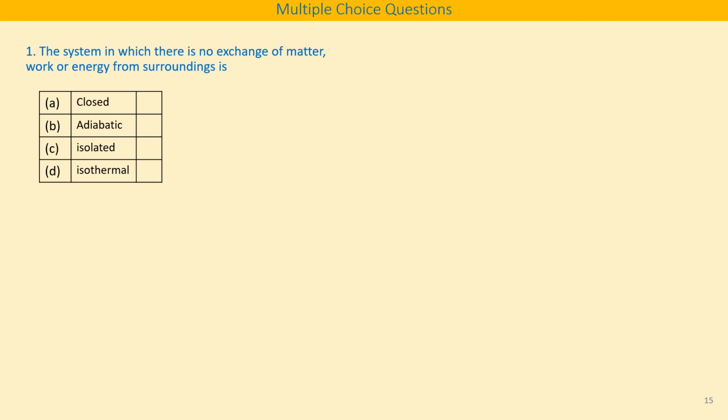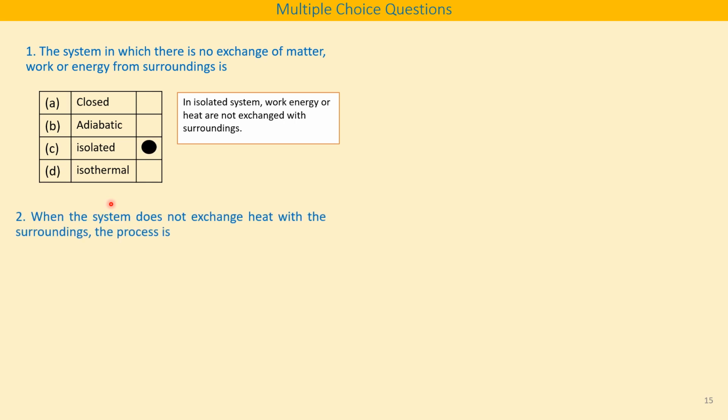Now we will take up some multiple choice questions quickly. A system in which there is no exchange of matter, work or energy with the surroundings is, four options are given. Option A, closed system, adiabatic system, isolated system or isothermal system. You have to remember that. In an isolated system, work, energy or heat are not exchanged with the surroundings. Hence, the answer is C, isolated.